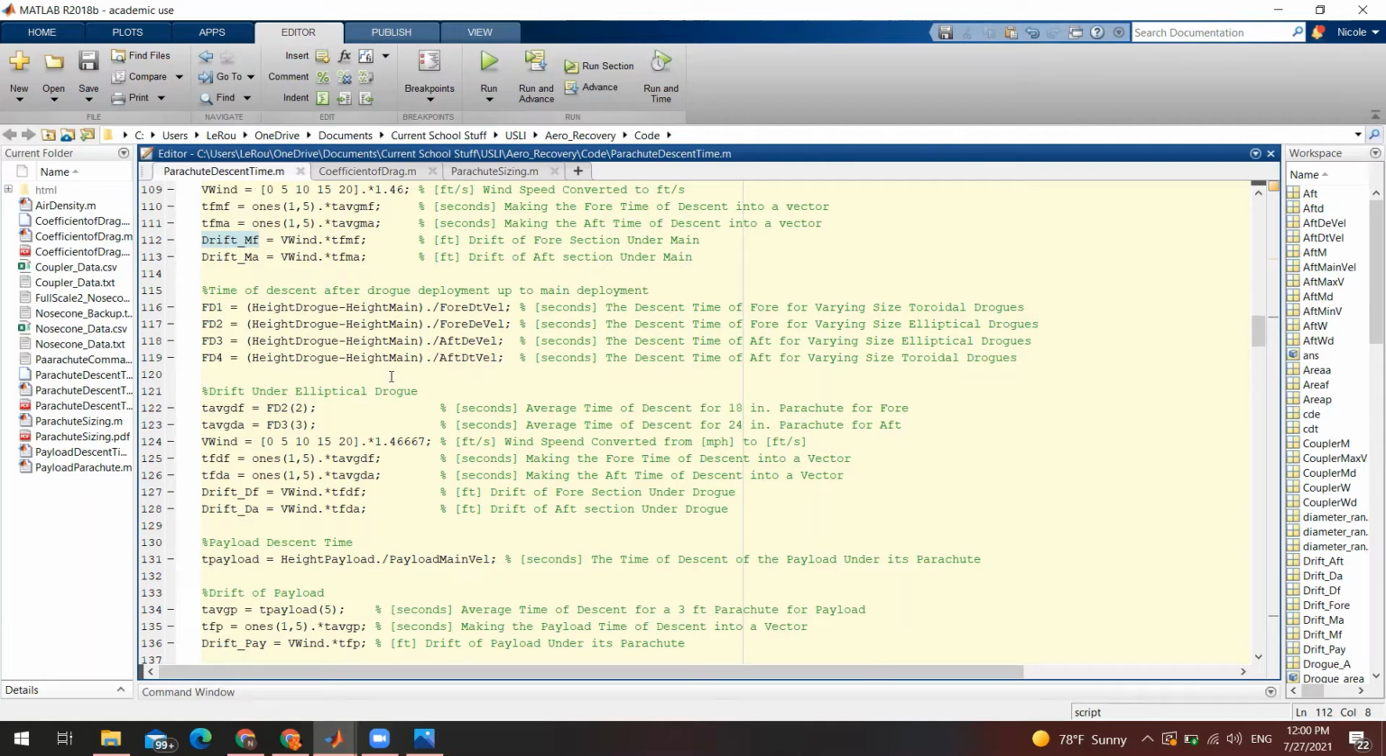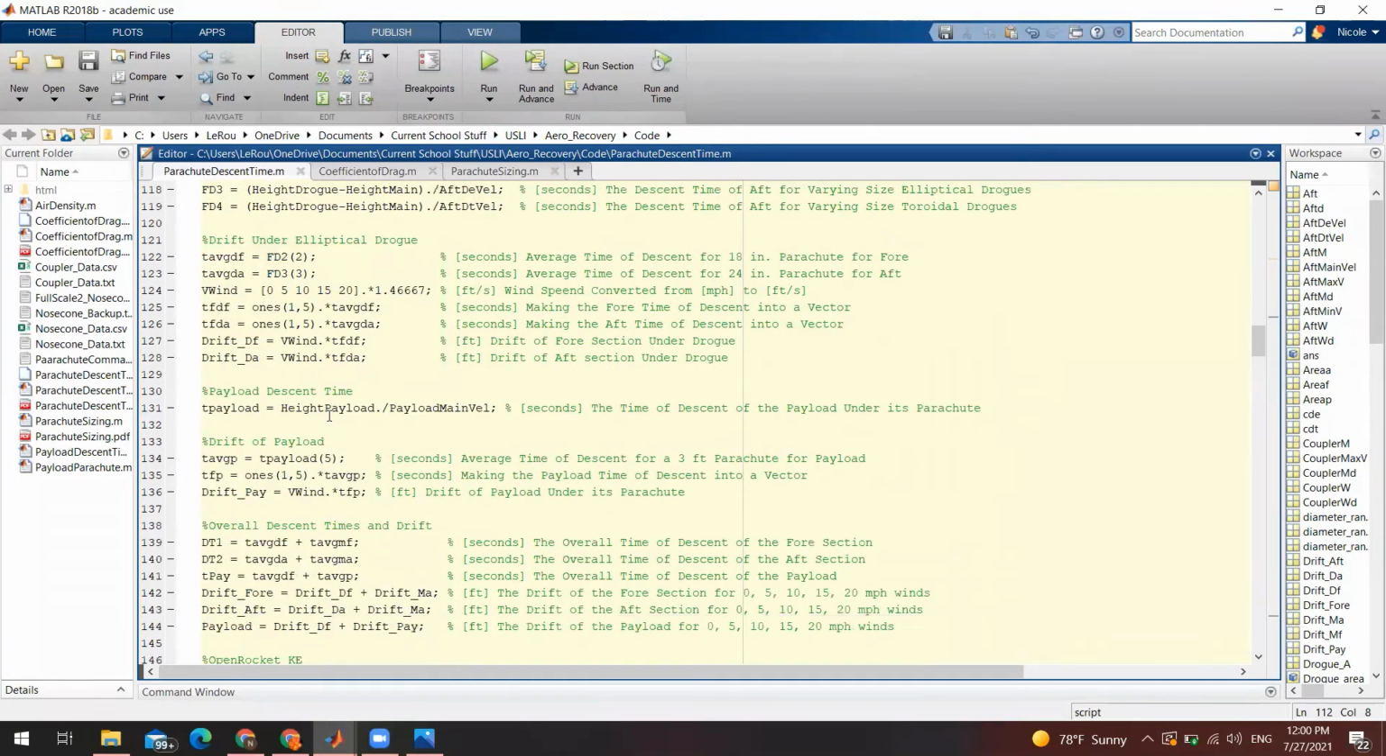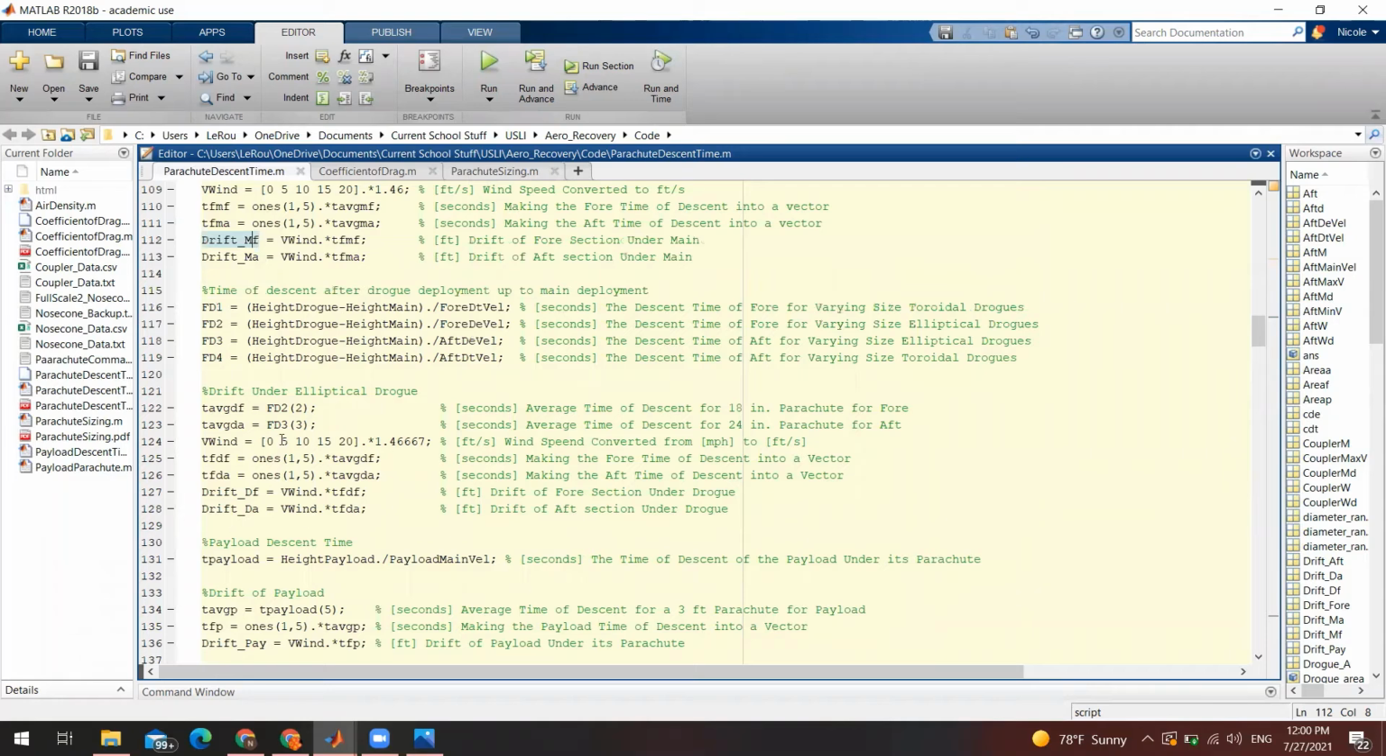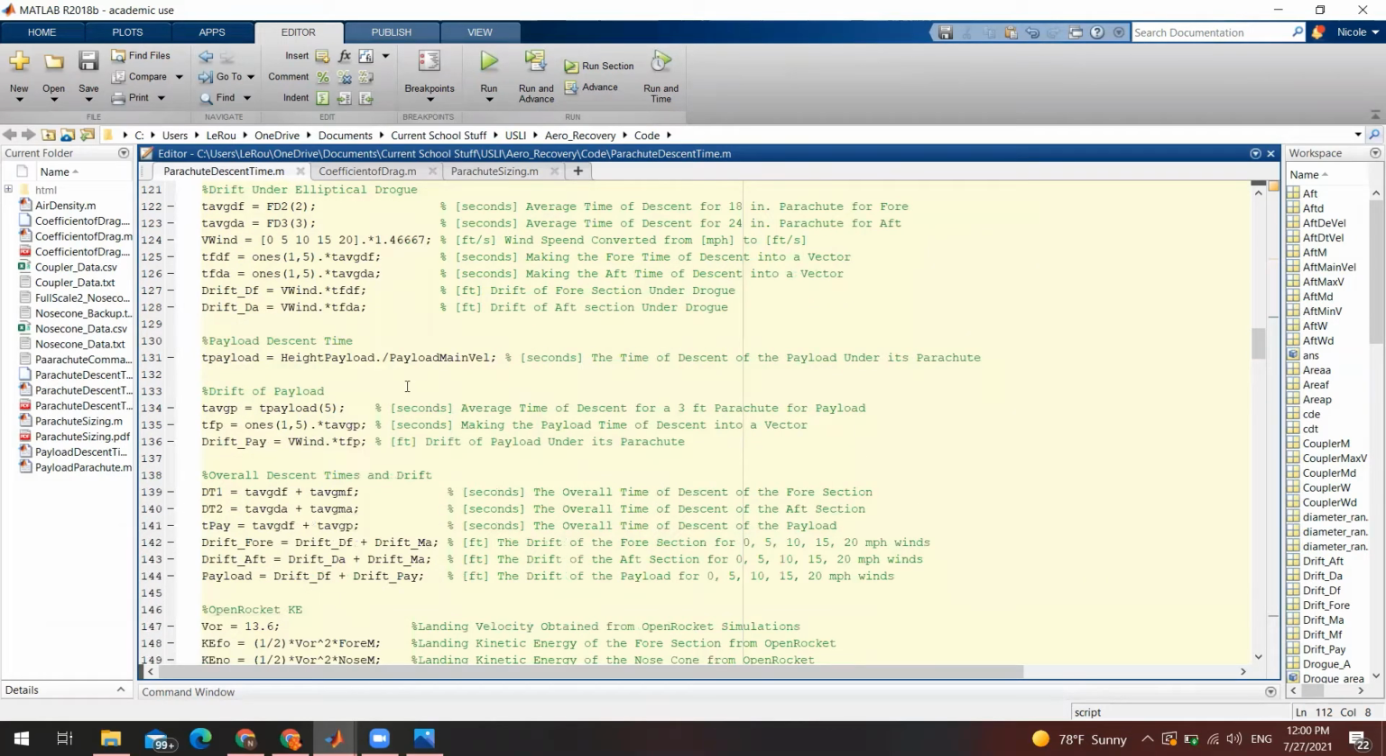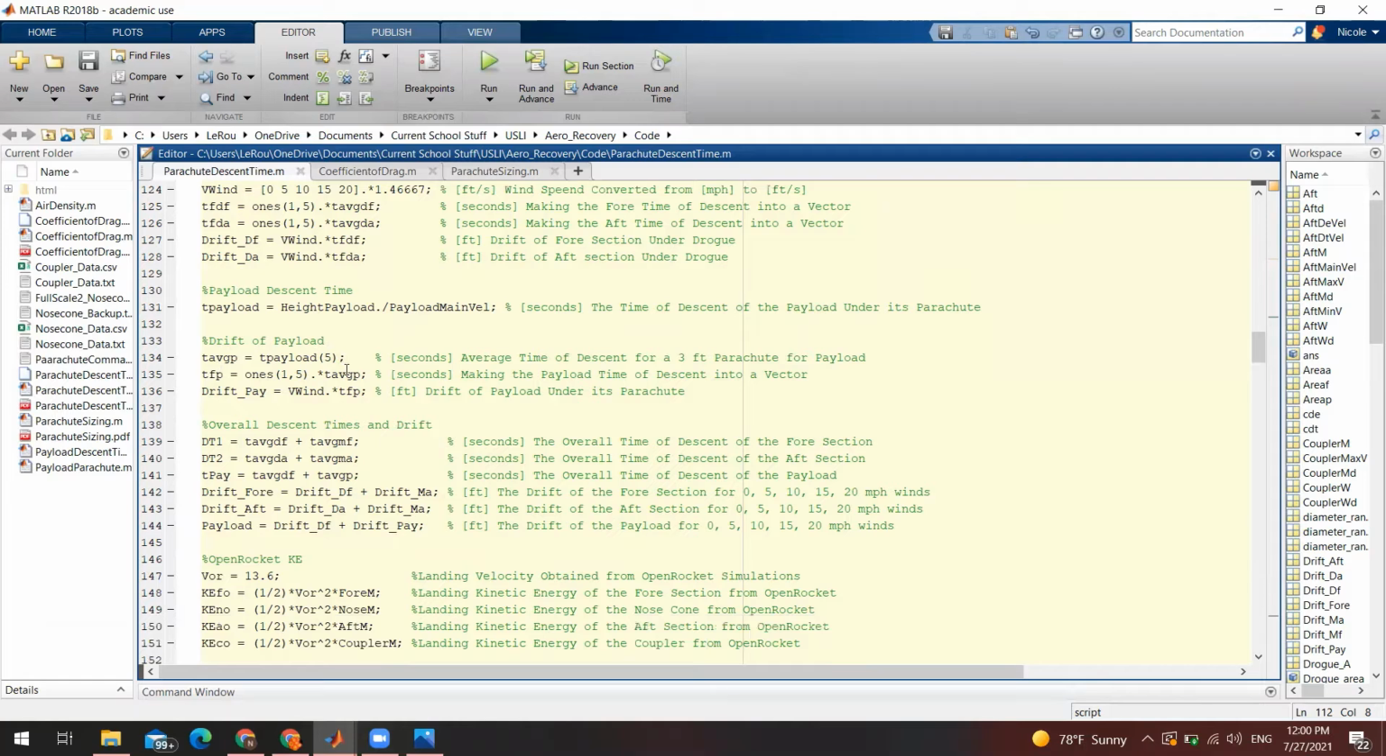And then the total drift. This right here is the drift just under main, right? But we need the drift under drogue too. So we do the same thing that we did up here, but for the main chutes. And then we have a payload descent time, which is just the height of the payload divided by the payload's velocity. And then the drift of the payload is the same as up here, right? We just take the time of descent for the size of parachute we wanted to use.